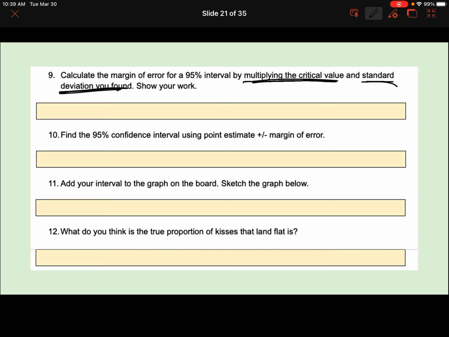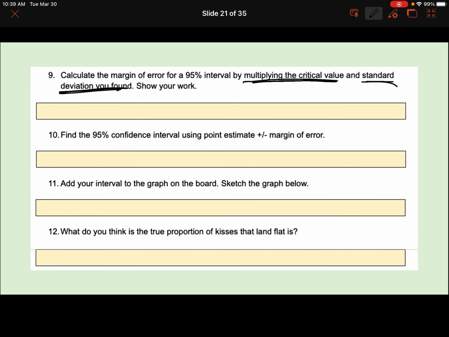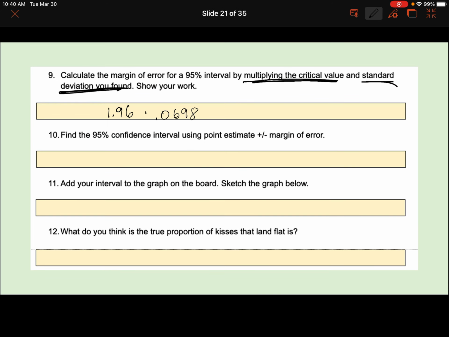Okay, so for a 95% confidence interval, we're going to be looking back at this number, 1.96. So I'm going to do 1.96, that's my critical value. And then we already calculated the standard deviation. It was 0.0698, and that was from question 6. When we're doing that, we get 0.137.